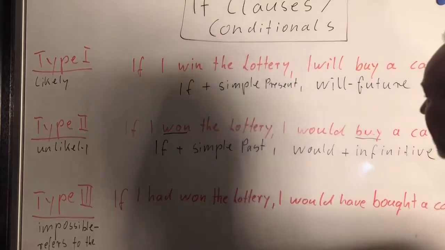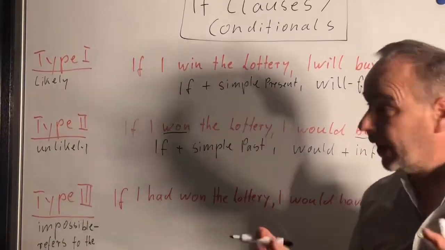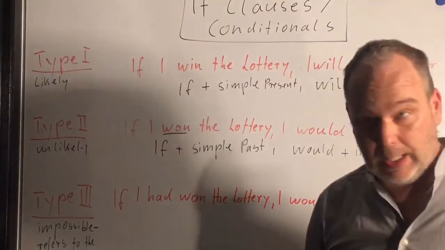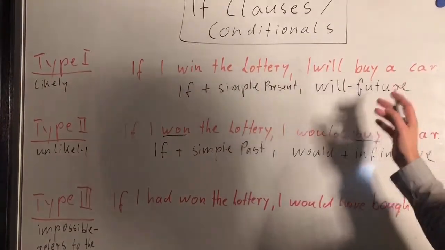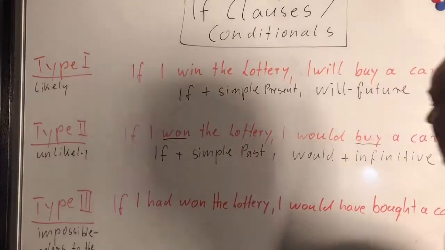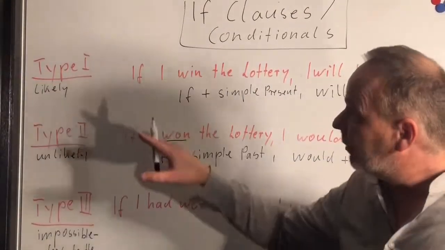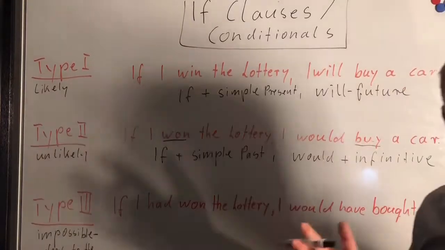Okay, all right. Of course, remember, you can always switch those two parts of the conditional around. For example, you could say, I will buy a car if I win the lottery. I would buy a car if I won the lottery. All right? I would say those two we use most of the time.